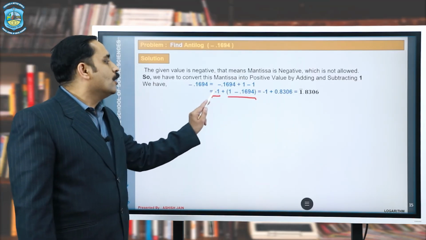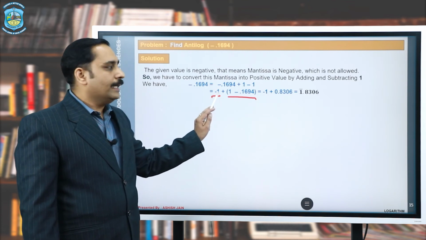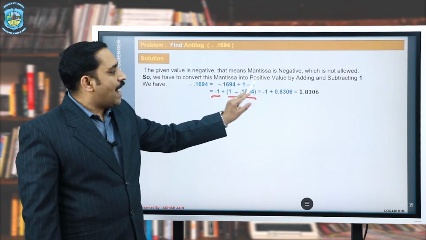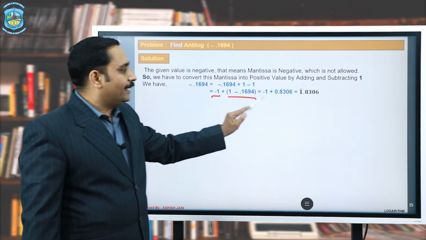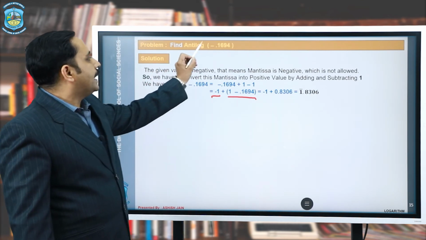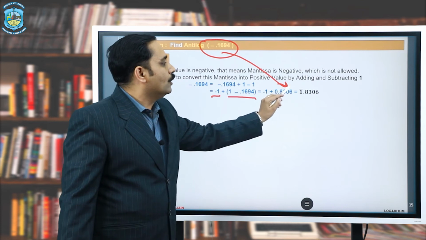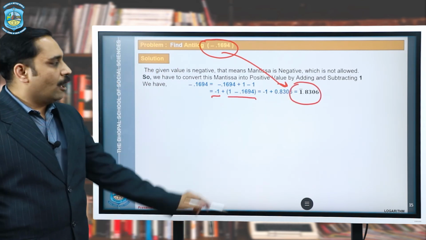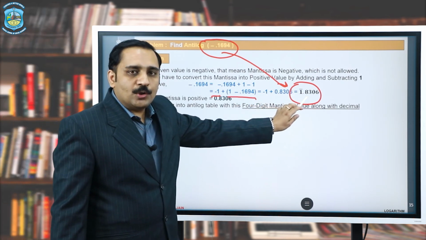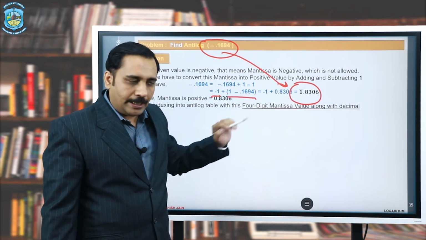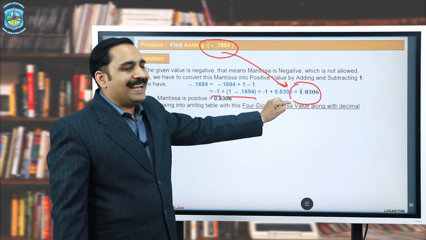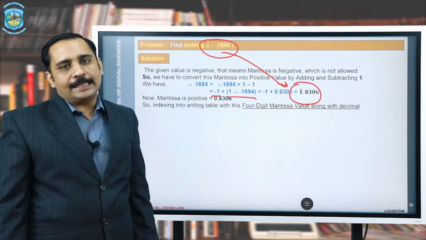Now, if I subtract 0.1694 from 1, it is converted into a positive value, which is 0.8306. Our characteristic is negative, which I can write as 1 bar 0.8306. So in this way, this negative mantissa is converted into a positive mantissa. Now we can use it to find the anti-log value. This 0.8306 will be used to index into the anti-log table, and this is again a 4-digit value.